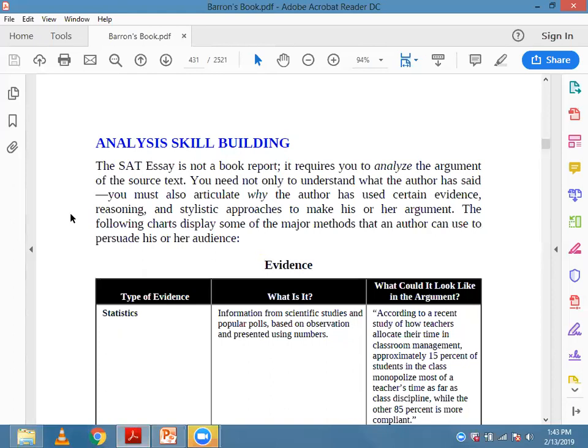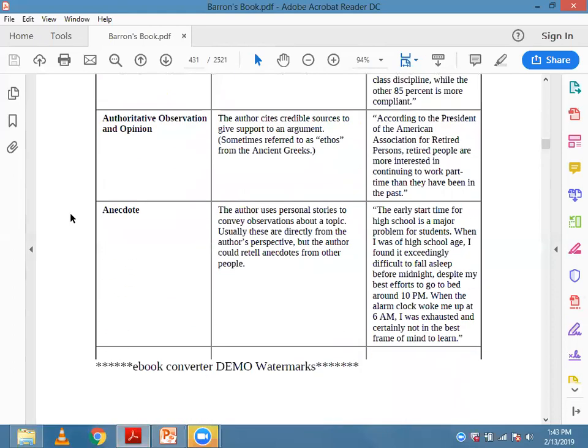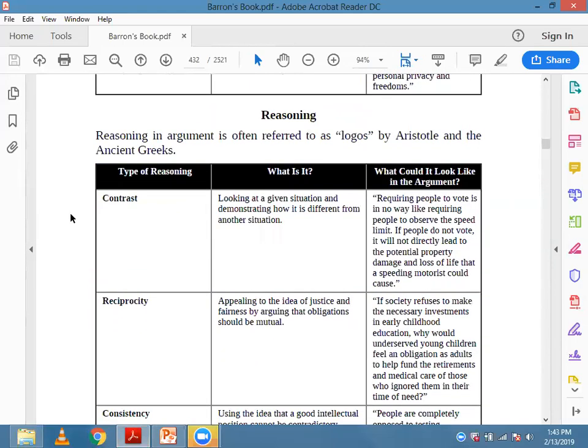Secondly, what you have to remember is different types of things that we will be discussing right now, because the more things you remember, the more things you'll be able to apply, right? Even if you understand, but you don't remember the categories, they might not really strike you. So I like to start with reasoning, because that is the most important part of it. In analysis skill building, you have three major parts: evidence, reasoning, and style and persuasion.